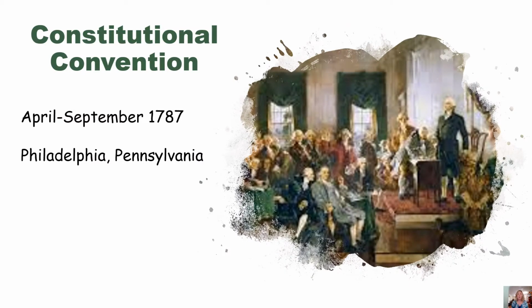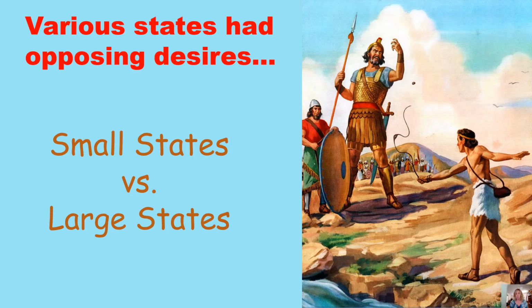So in order to address the problems that were faced due to the weaknesses of the Articles of Confederation, a meeting was convened in the summer of 1787. Delegates were sent from 12 states to the Constitutional Convention. Once gathered, it became clear very quickly that not everybody's going to agree about everything.